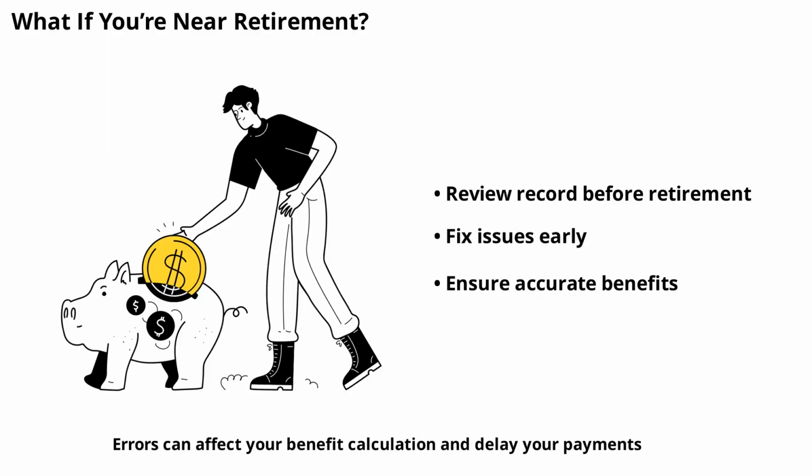Errors can affect your benefit calculation and delay your payments. Check your record several years before you plan to retire, so there's plenty of time to fix any issues and ensure you get the benefits you've earned.